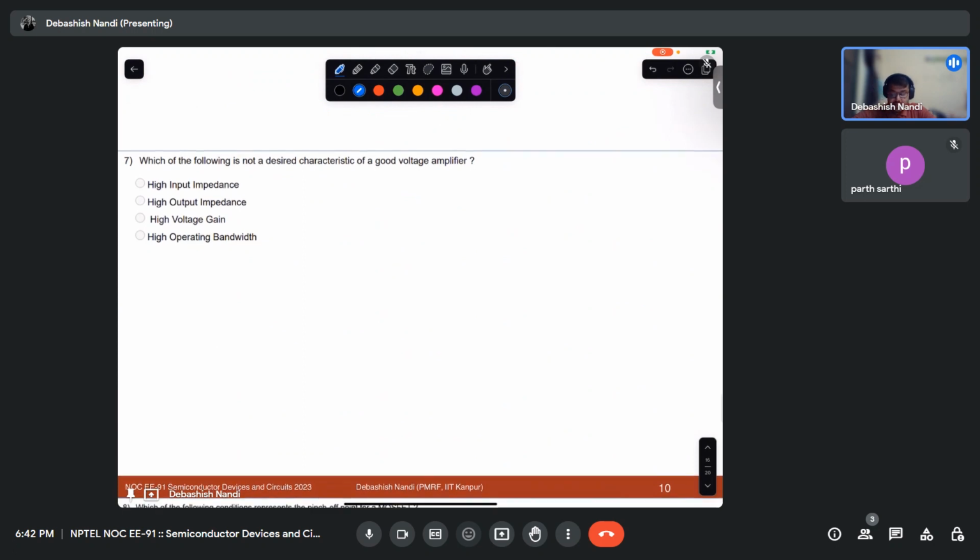Okay. So this question is: which of the following is not desired as a characteristic of a good voltage amplifier? Let's say this is a voltage amplifier AV, and it is driving a load RL. This is some sort of V in. Is that okay, this notation?